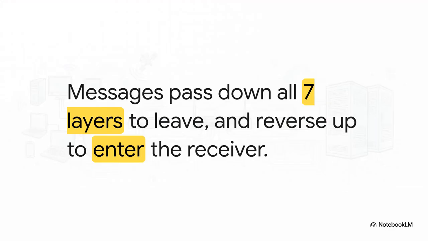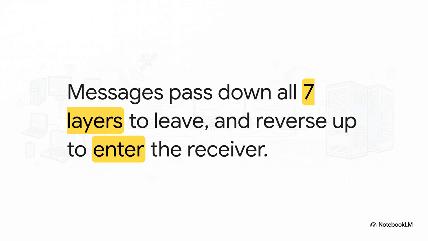Now, what's really fascinating here is that this layered gauntlet is completely non-negotiable. Every single message you send has to pass sequentially down through all 7 layers to securely leave your machine. And when it finally arrives at its destination, it has to reverse the whole process, traveling back up through all 7 layers to actually enter the receiver's machine. By following this incredibly strict protocol stack, we ensure data is perfectly prepared, sent, and received every single time.